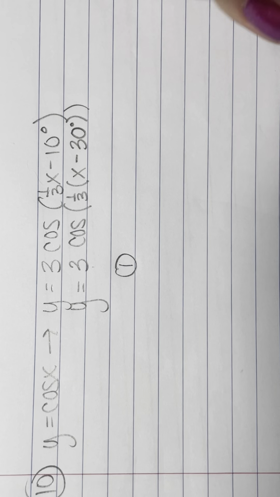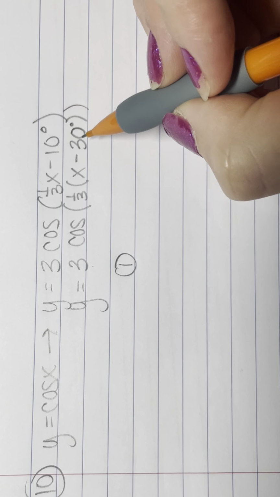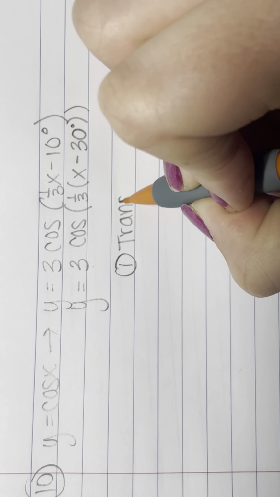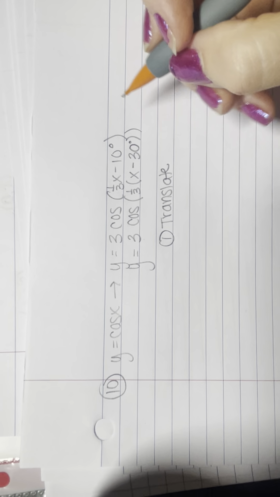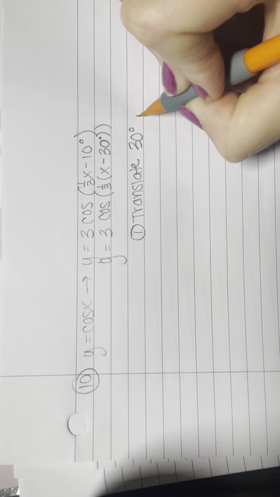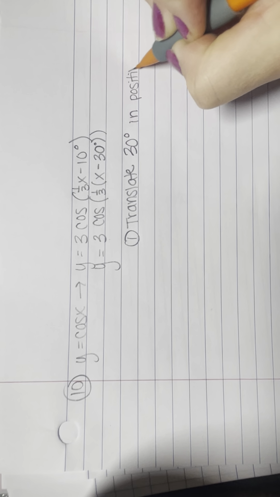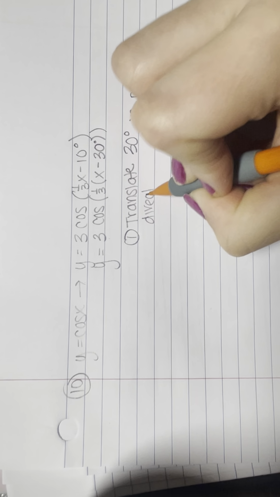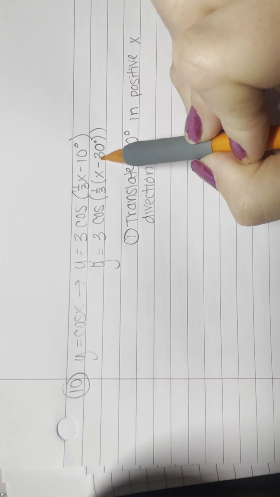So it asks for the order. The very first thing that we're going to do is this horizontal shift to the right 30 degrees. That is going to be called a translate. I'm going to zoom out a little bit for you. It is a translate 30 degrees in the positive x direction.